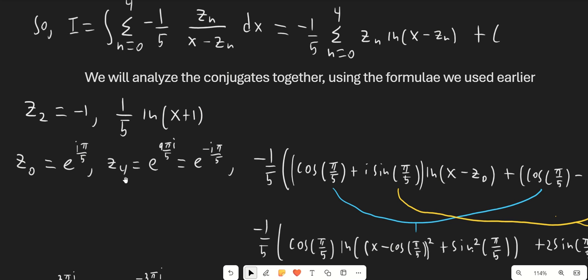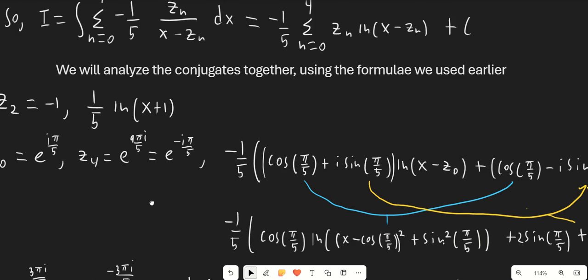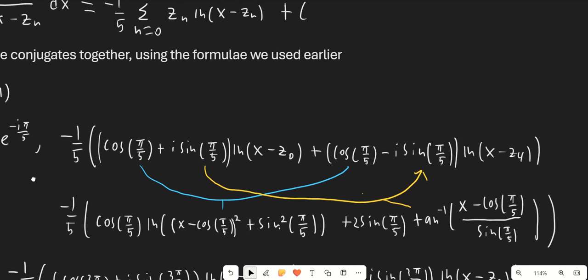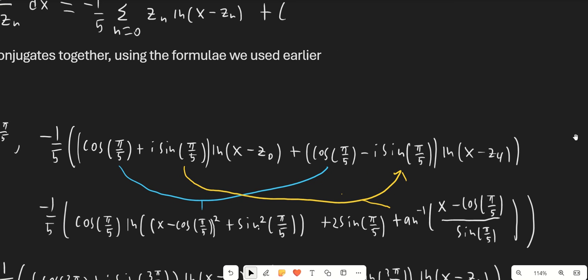But for z0 and z4, we're going to combine these together. So I've written them out in their trigonometric forms here. So this is the actual sum of the integrals of both of them. We have negative 1/5 times cosine pi over 5 plus i sine pi over 5 times natural log of x minus z0, plus cosine pi over 5 minus i sine pi over 5 times natural log of x minus z4.